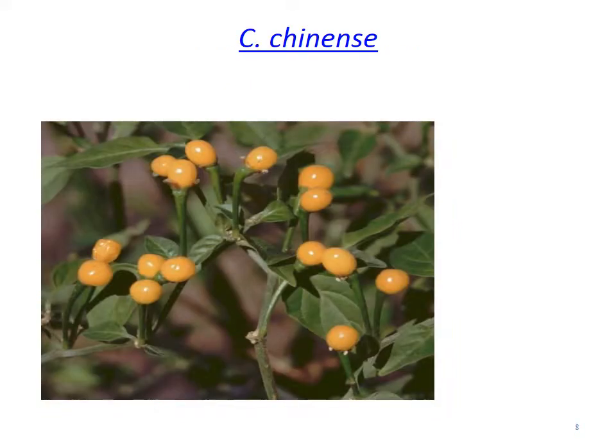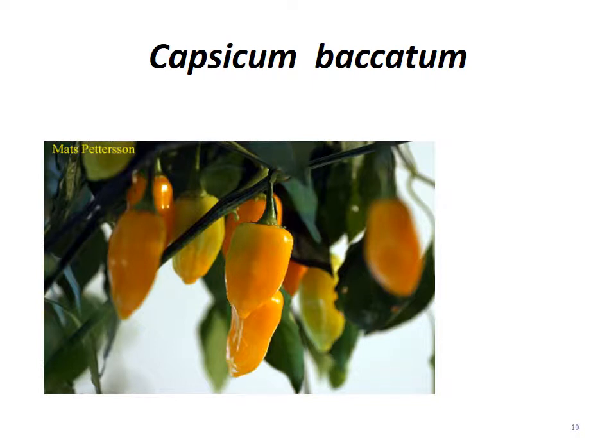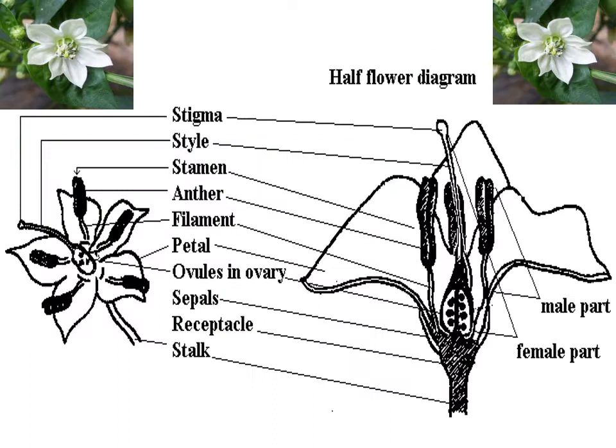This is chinense, the wild type. Frutescens, these have quite more pungency, and are an important source for medicinal or pharmaceutical companies. Baccatum, this is also quite a pungent one, though some other subspecies are less pungent. The inflorescence of Capsicum annuum.